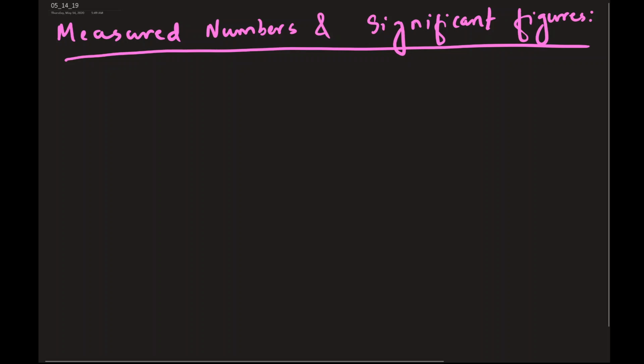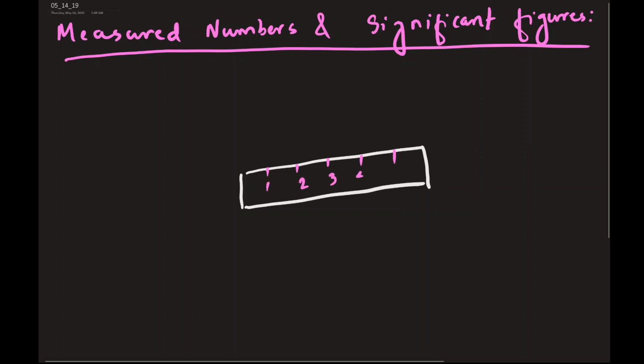So let's say we have a ruler. Okay, I'm going to draw as nice a ruler as possible. So let's say this is 1, 2, 3, 4, 5 centimeters. So what is the minimum distance this ruler can measure?